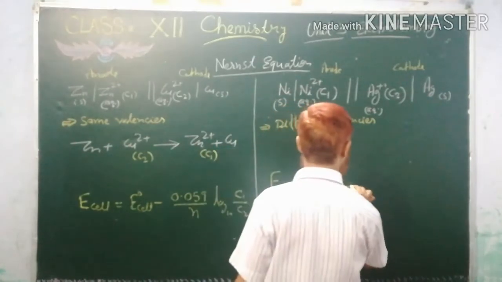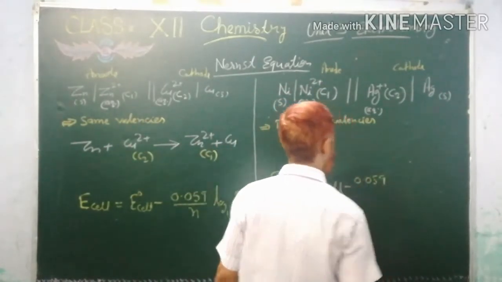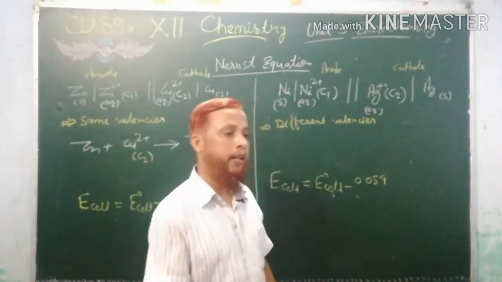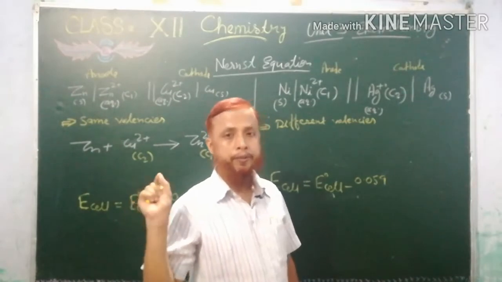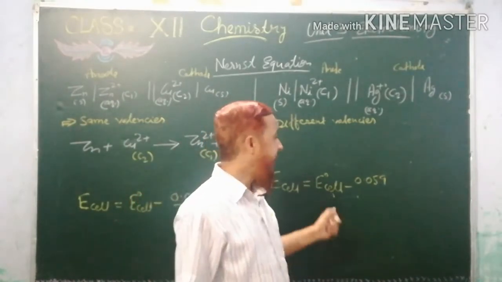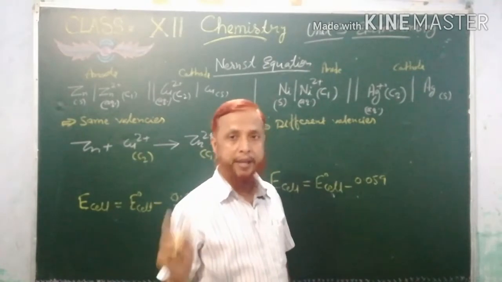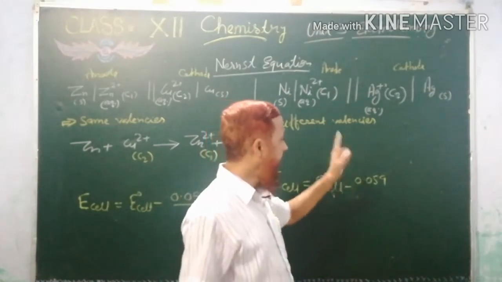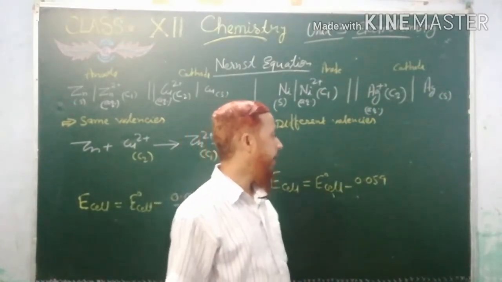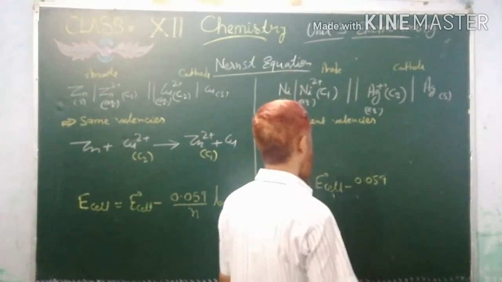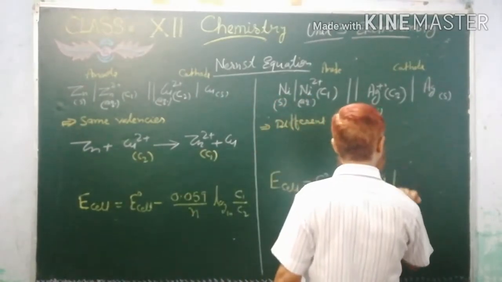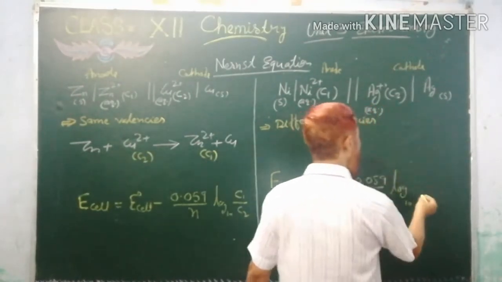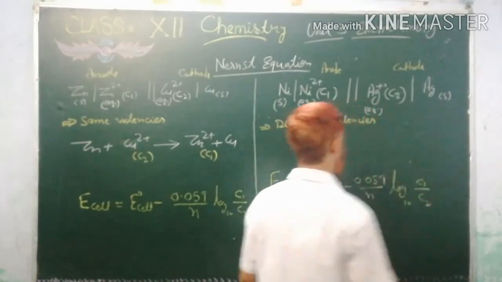minus 0.059. Again I am telling, whenever we use 0.059, the conditions are that R equals 8.31 joule per Kelvin per mole, T equals 298 Kelvin or 25 degrees Celsius, and F equals 96,500. Then the value will come to 0.059, or in some cases 0.0591, upon n, log base 10.